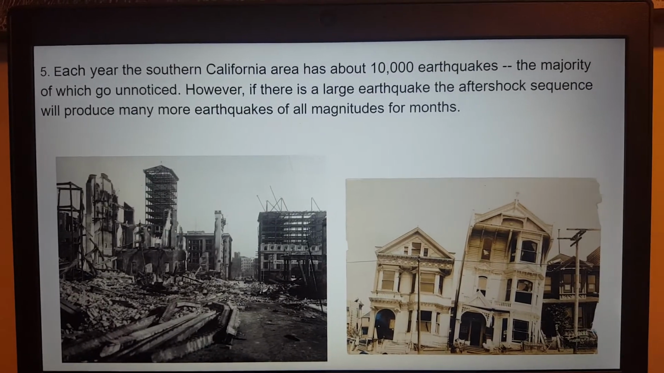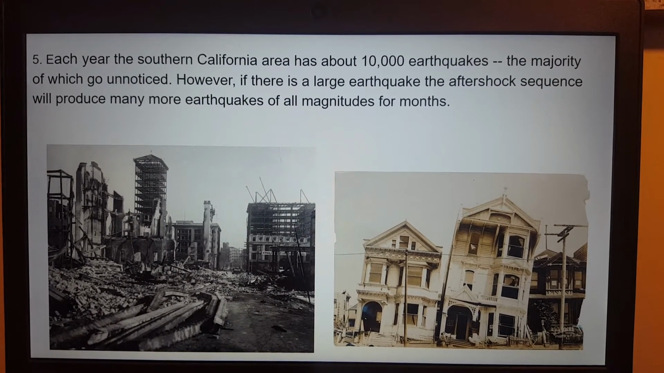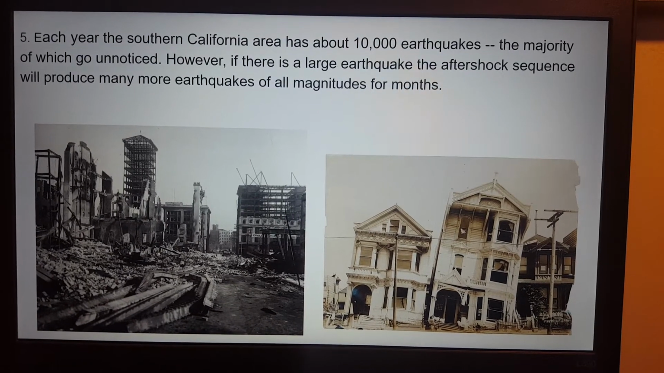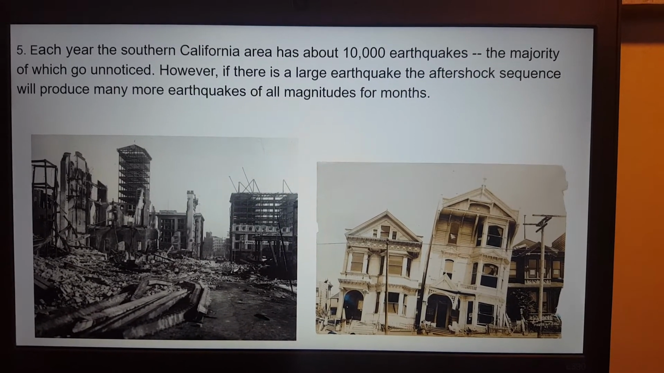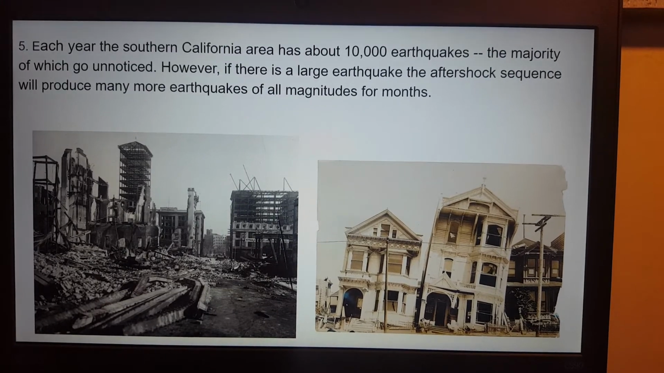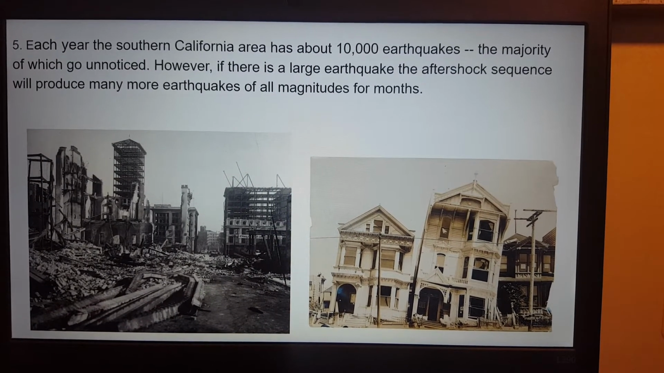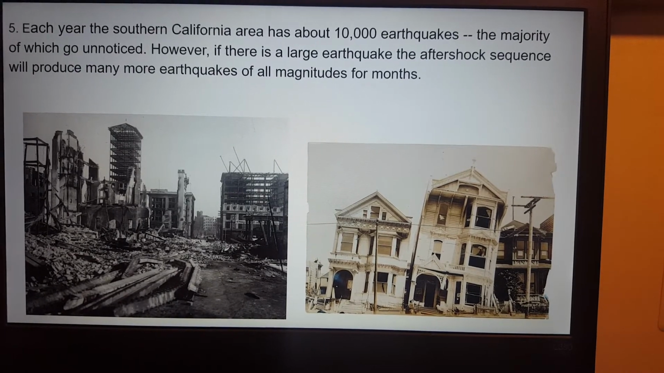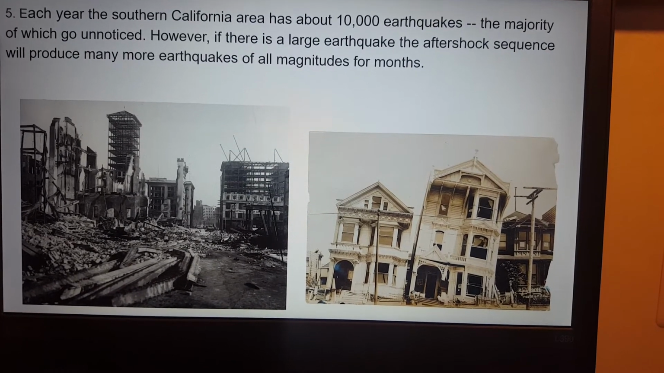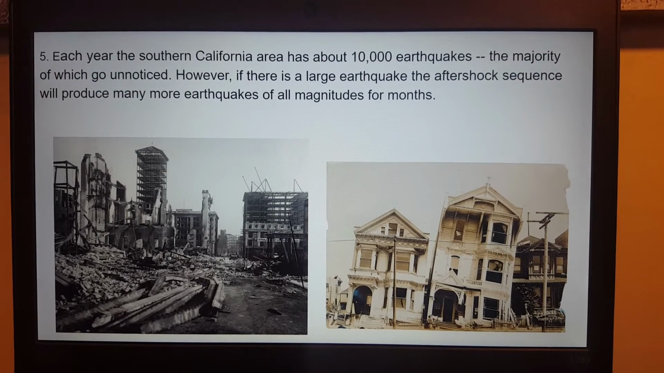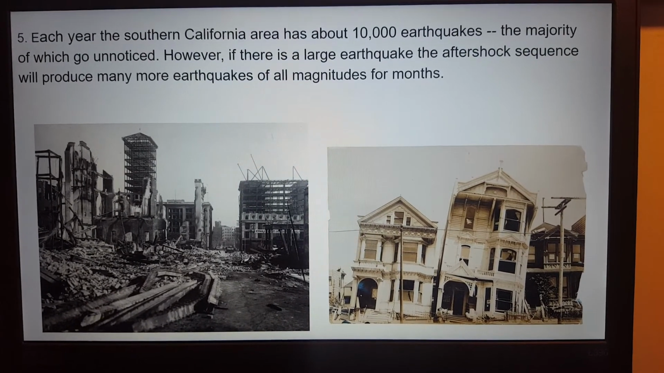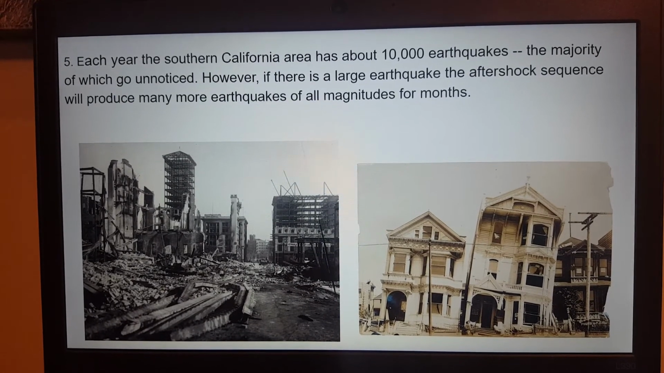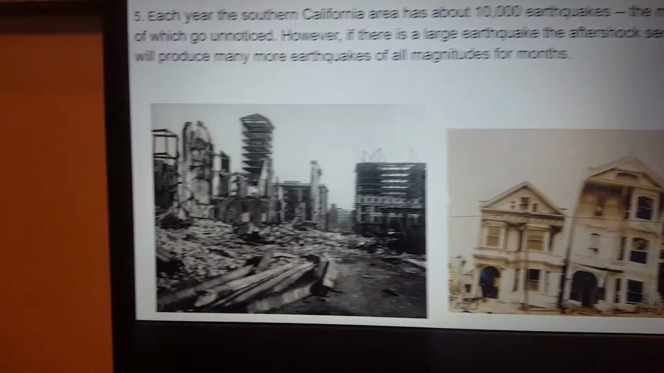Number 5. Each year, the Southern California area has about 10,000 earthquakes, the majority of which go unnoticed. However, if there is a large earthquake, the aftershock sequence will produce many more earthquakes of all magnitudes for months. So after that large earthquake, the aftershocks are many earthquakes that you can feel for months.